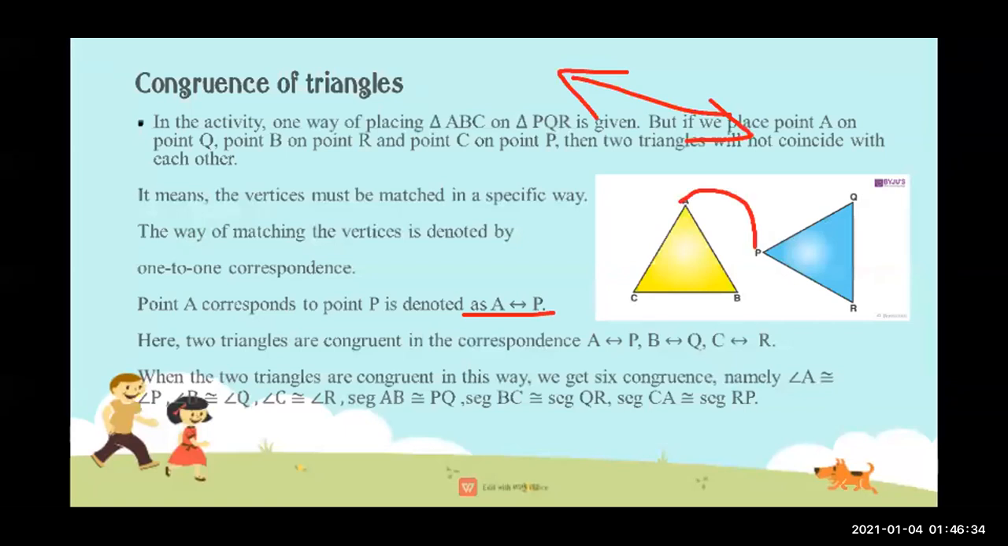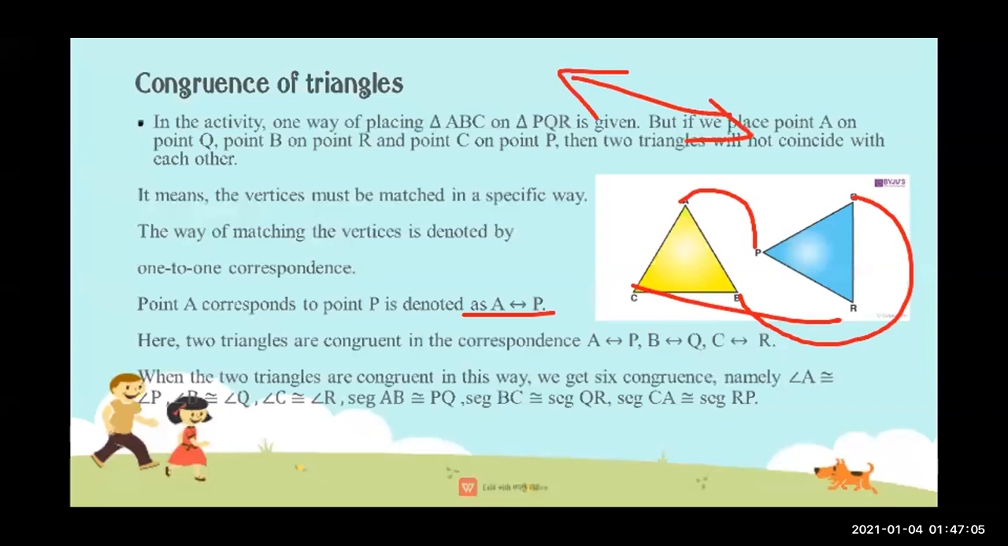Now the next is what? Which one corresponds to which one? Now B corresponds to Q, and C corresponds to R. So here, when two triangles are in correspondence, when the points are in correspondence, their sides will also be in correspondence. Their angles will also be in correspondence.